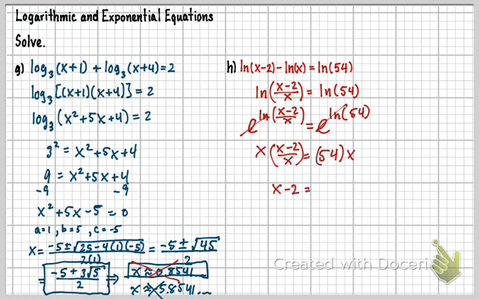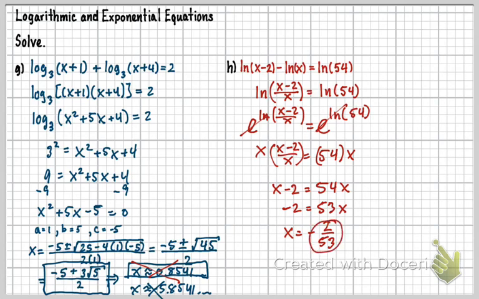So this is x minus 2 equals 54x. And I'm going to subtract the x. So negative 2 equals 53x. So then I'm going to divide by 53. So my x is going to equal negative 2 over 53. So hopefully you guys notice here that, remember, I need to plug this into any one in the top, and if I get a negative that I'm taking the log of, then I can't use it.